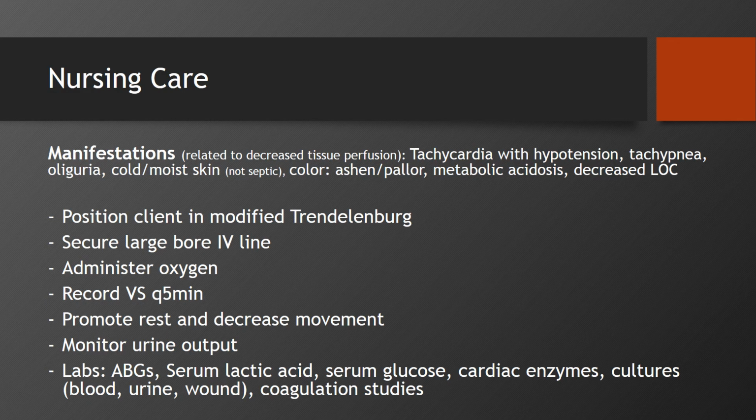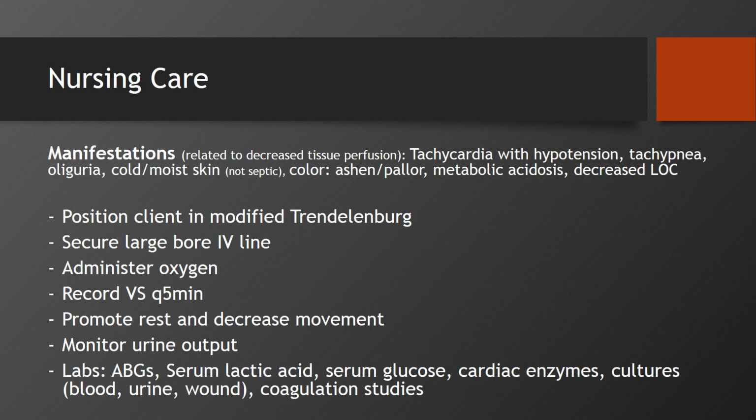You want large bore IVs, okay, because especially septic patients, they're going to be getting a lot of IV fluids. So you're going to want to make sure you have those large bore IV lines. And that's generally a gauge 20 IV or larger. Okay, that's usually what is considered large bore. Administer oxygen as needed. Monitoring their O2 saturations will guide you as to whether or not they need oxygen, but you can imagine if they're not perfusing well, they are going to need some form of oxygen, okay?